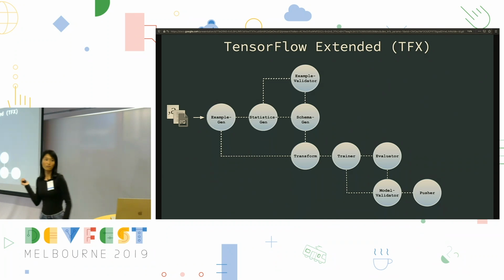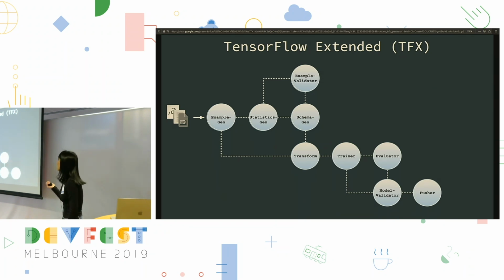Schema gen to define or generate a schema or features for your data, a feature format for the data. And then example validator to find anomalies or missing values in your data set. Transform to perform preprocessing or feature engineering onto the data. Trainer to actually do model training, obviously.